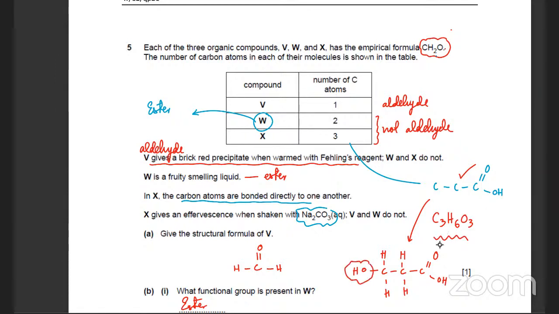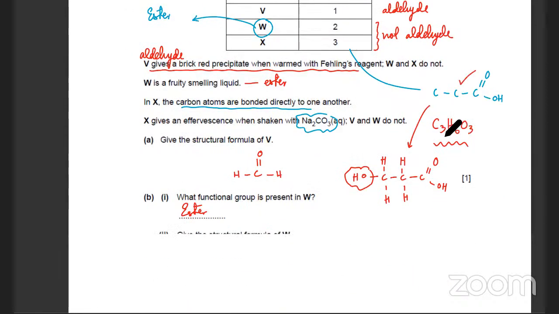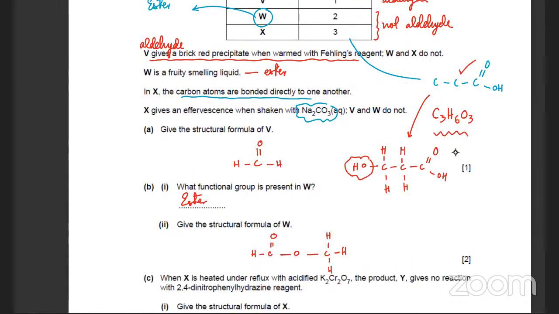But there are 2 options now. The OH group could be on the last carbon atom from the right, or it could be on the middle carbon atom. So you'll have two different molecules that could be X. One of them could be that the OH group might be in the middle somewhere. So that's another option. So one of them is a primary alcohol. This one is a primary alcohol.